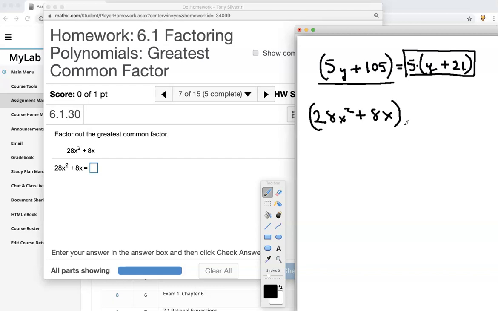I look at the 28, I look at the 8. Let's do it over here on the bottom.